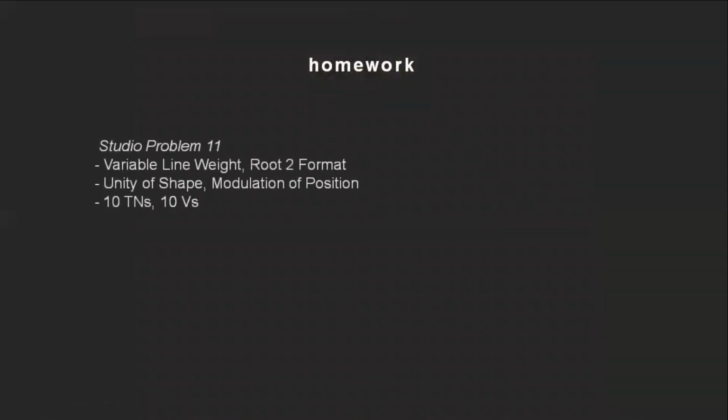Studio problem number 11, using variable line weight in a root 2 format, create a unity of shape with a modulation of position. Are you going to modulate that position in terms of its orientation, or modulate it in terms of its location on the picture plane, or modulate it in terms of its proximity? Create 10 thumbnails with 10 variations and give me a final mounted design.